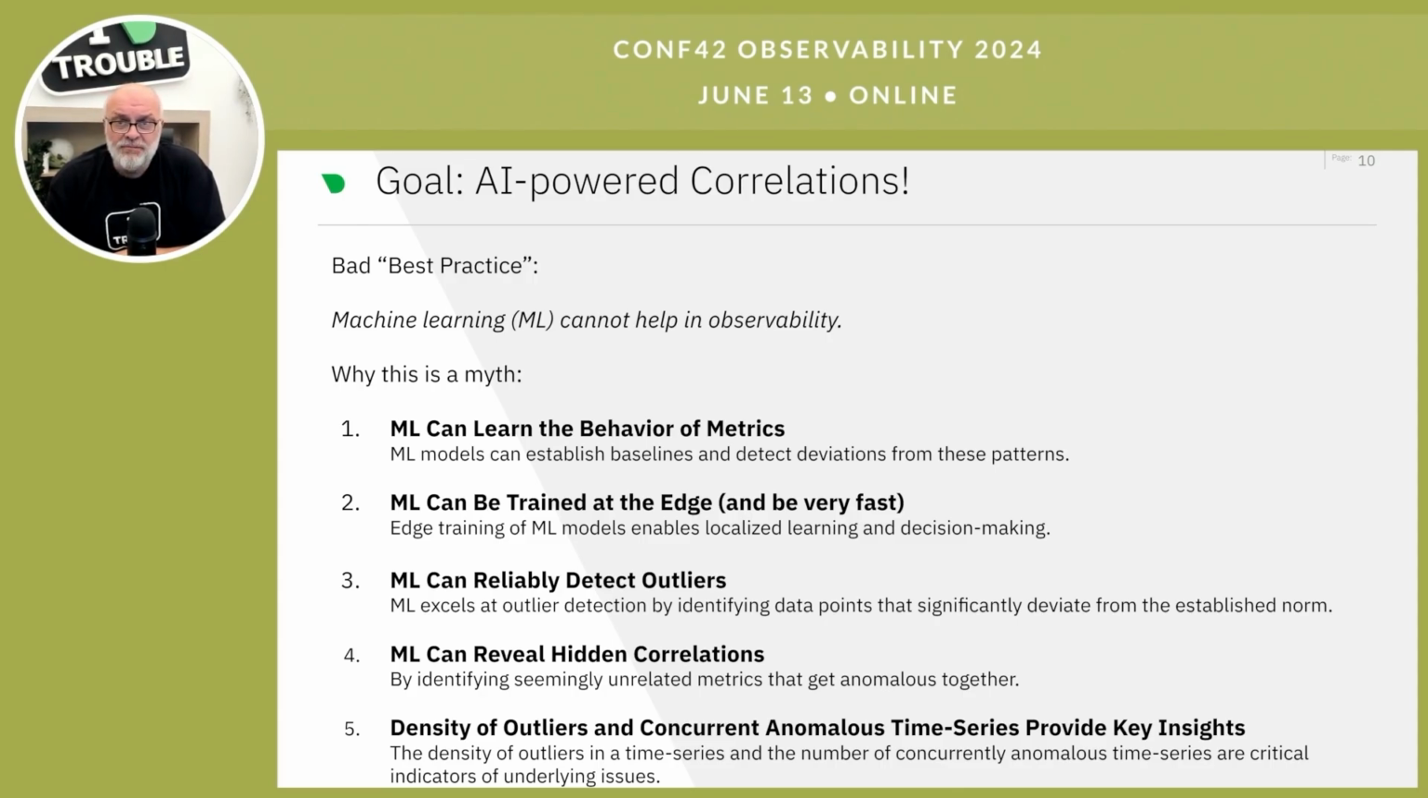And the most interesting part is that when you have a system that monitors everything, has everything in high fidelity, and trains machine learning models for everything, the density of outliers and the number of concurrently anomalous metrics provide key insights. So you can see clusters of anomalies within a server or across servers, and you can see how the anomaly spreads across different components of the systems and the services.